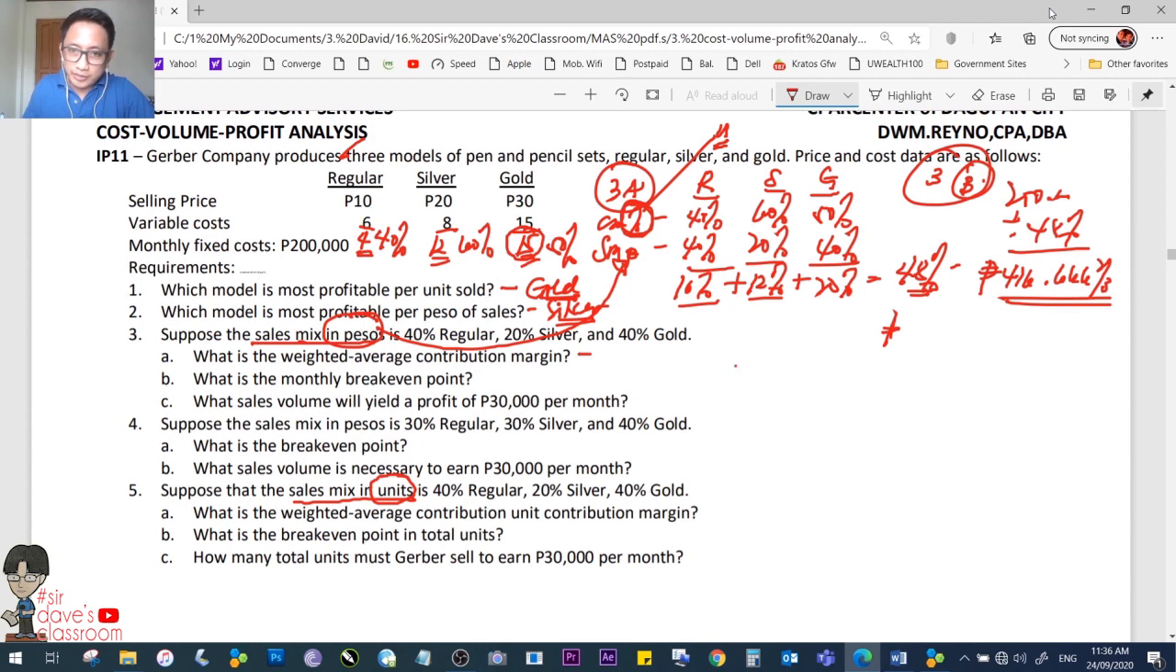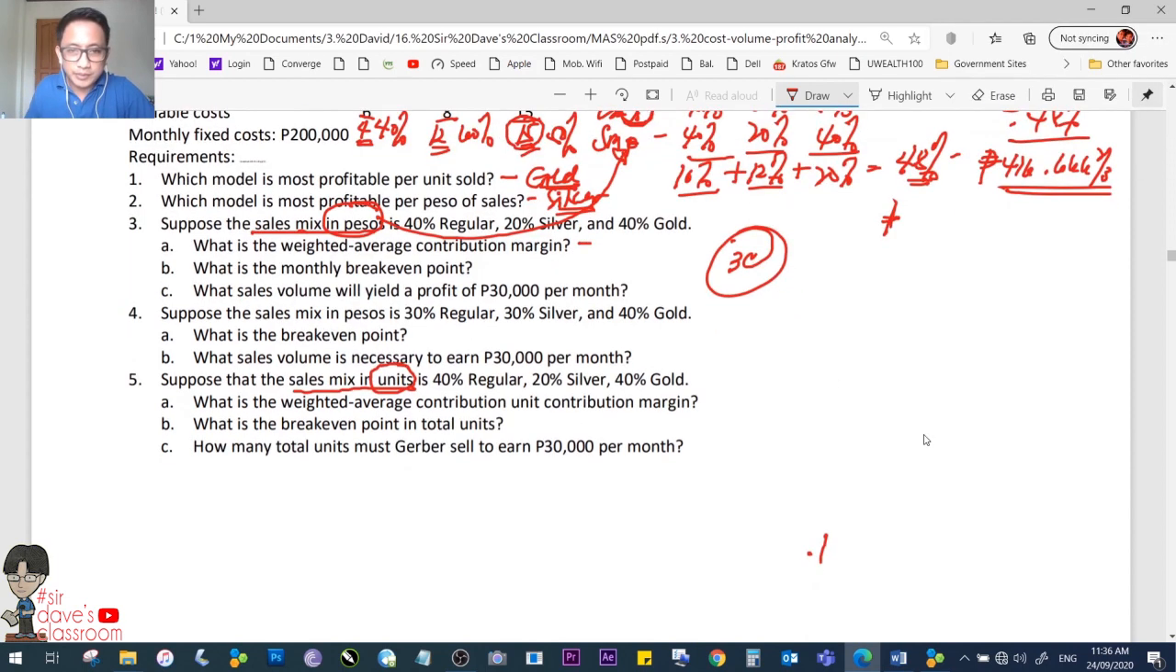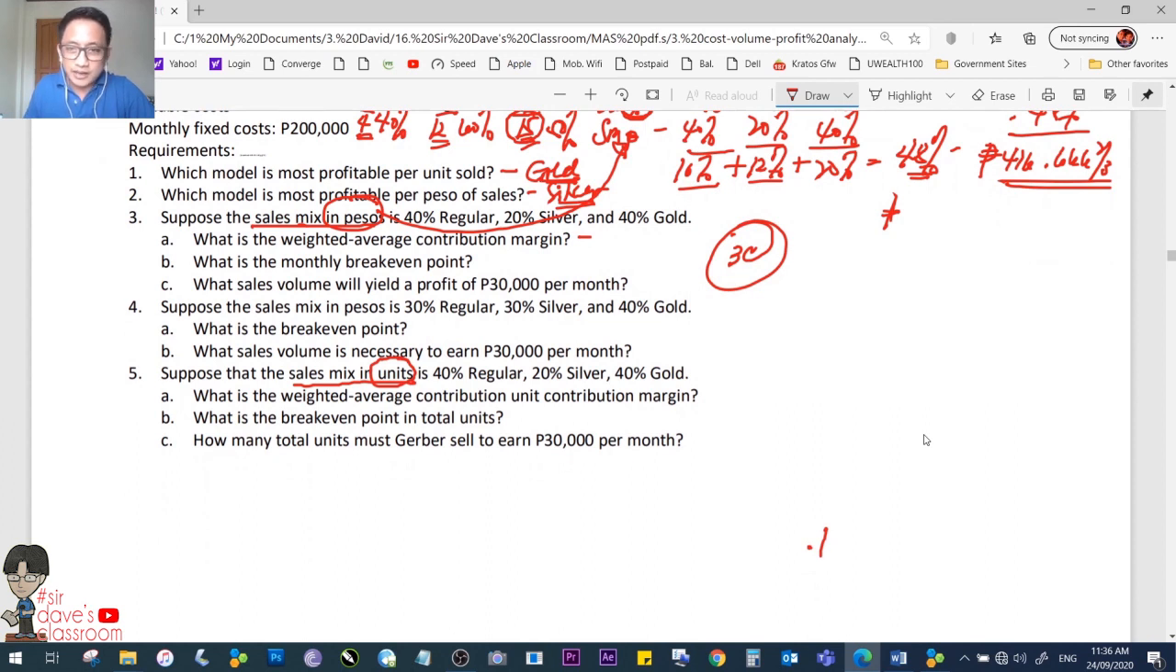Alright? Next, number 3, letter C. What sales volume will yield a profit of 30,000 per month? Di madali lang. Sabi natin, after computing for the weighted average contribution margin, we assume that we are now, again, computing for a single product company. So, normal procedures na tayo. Parang nung mga naunang problem na lang.